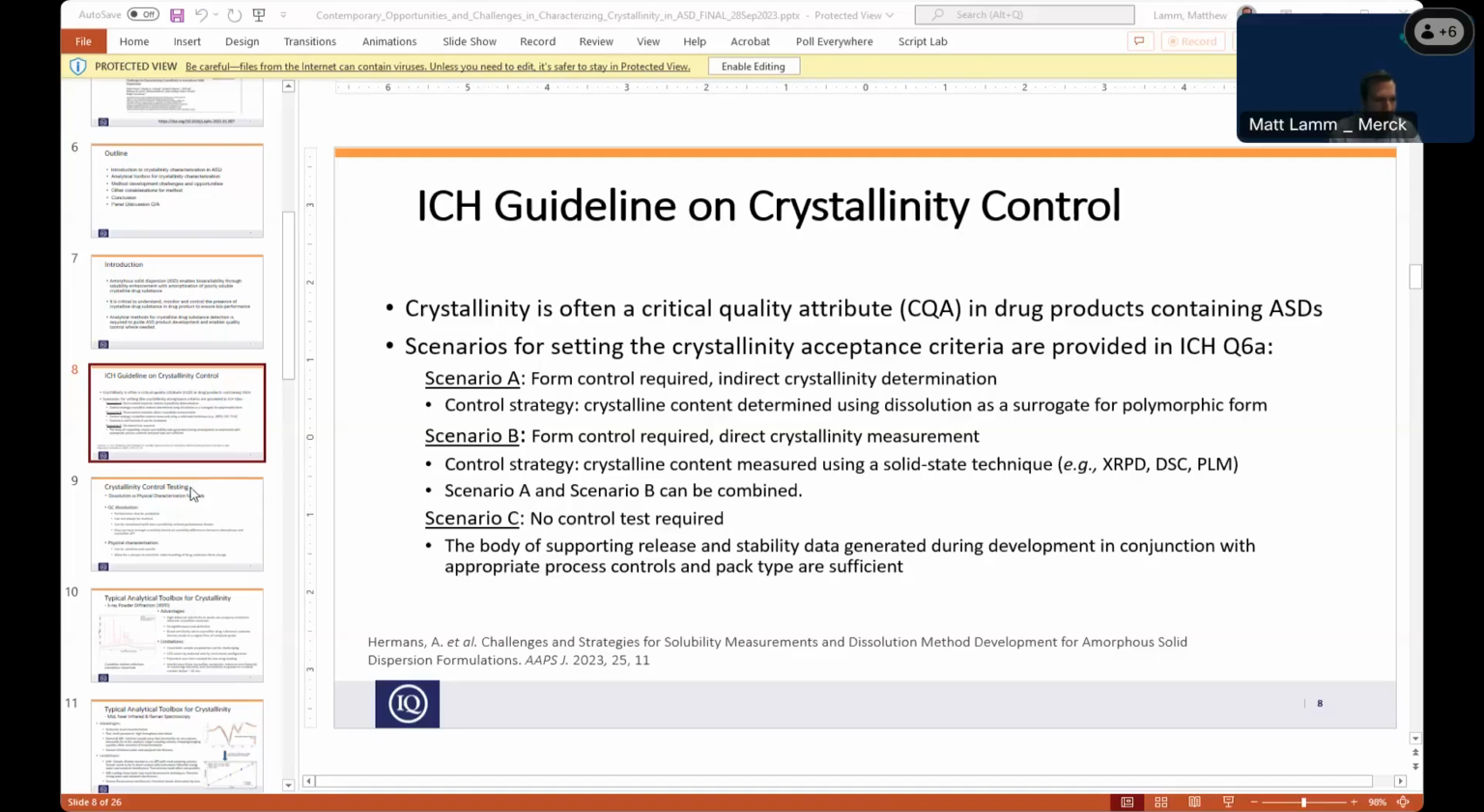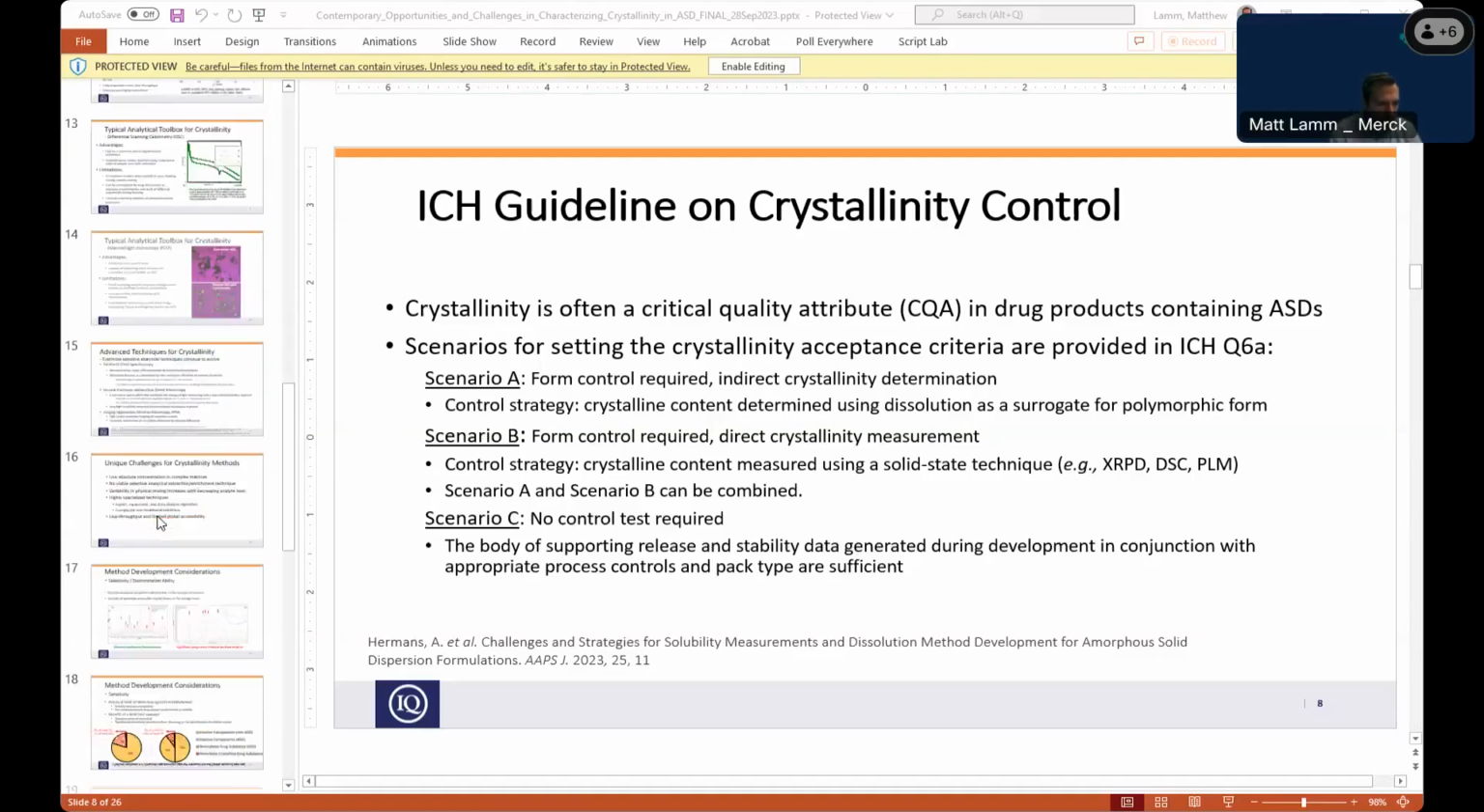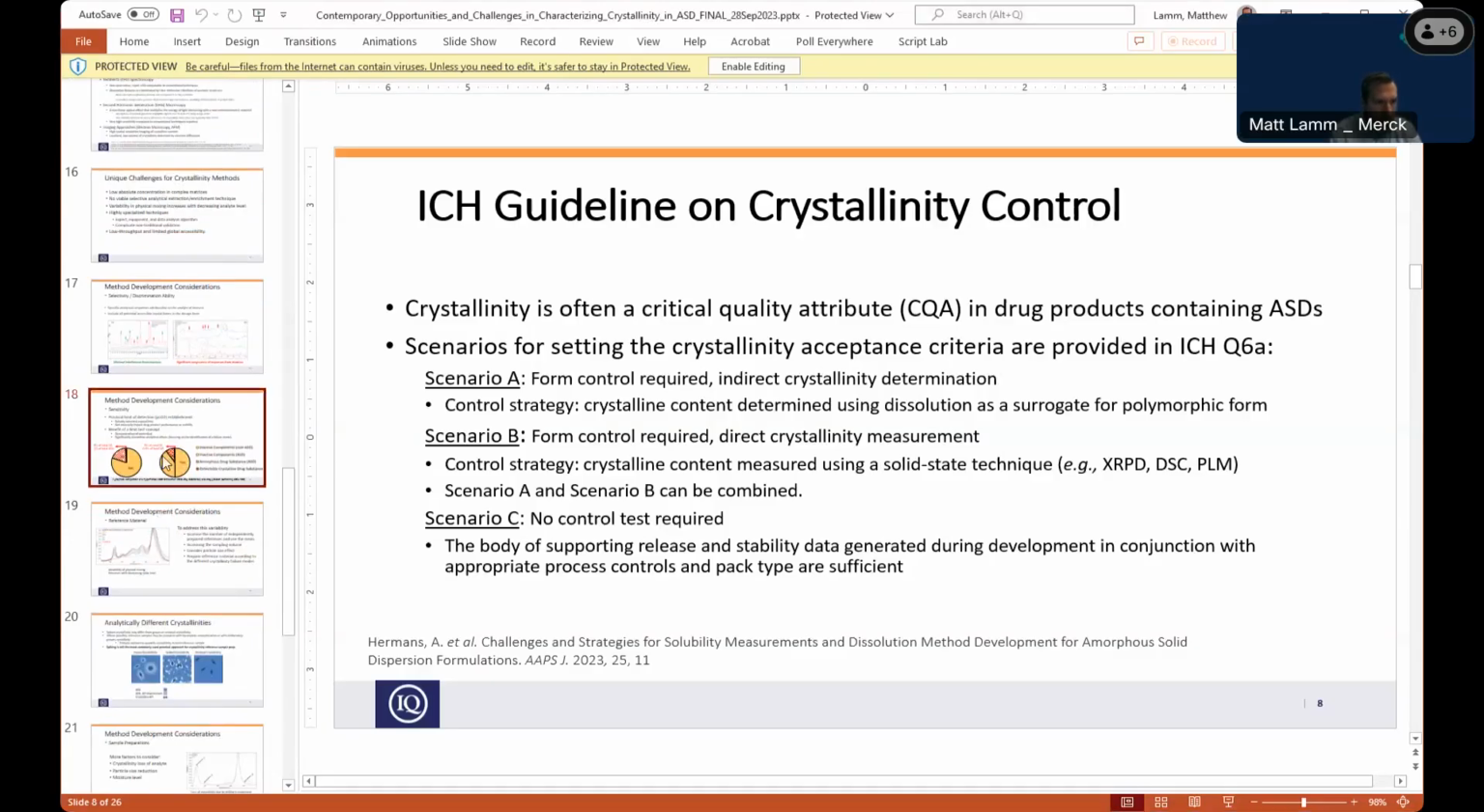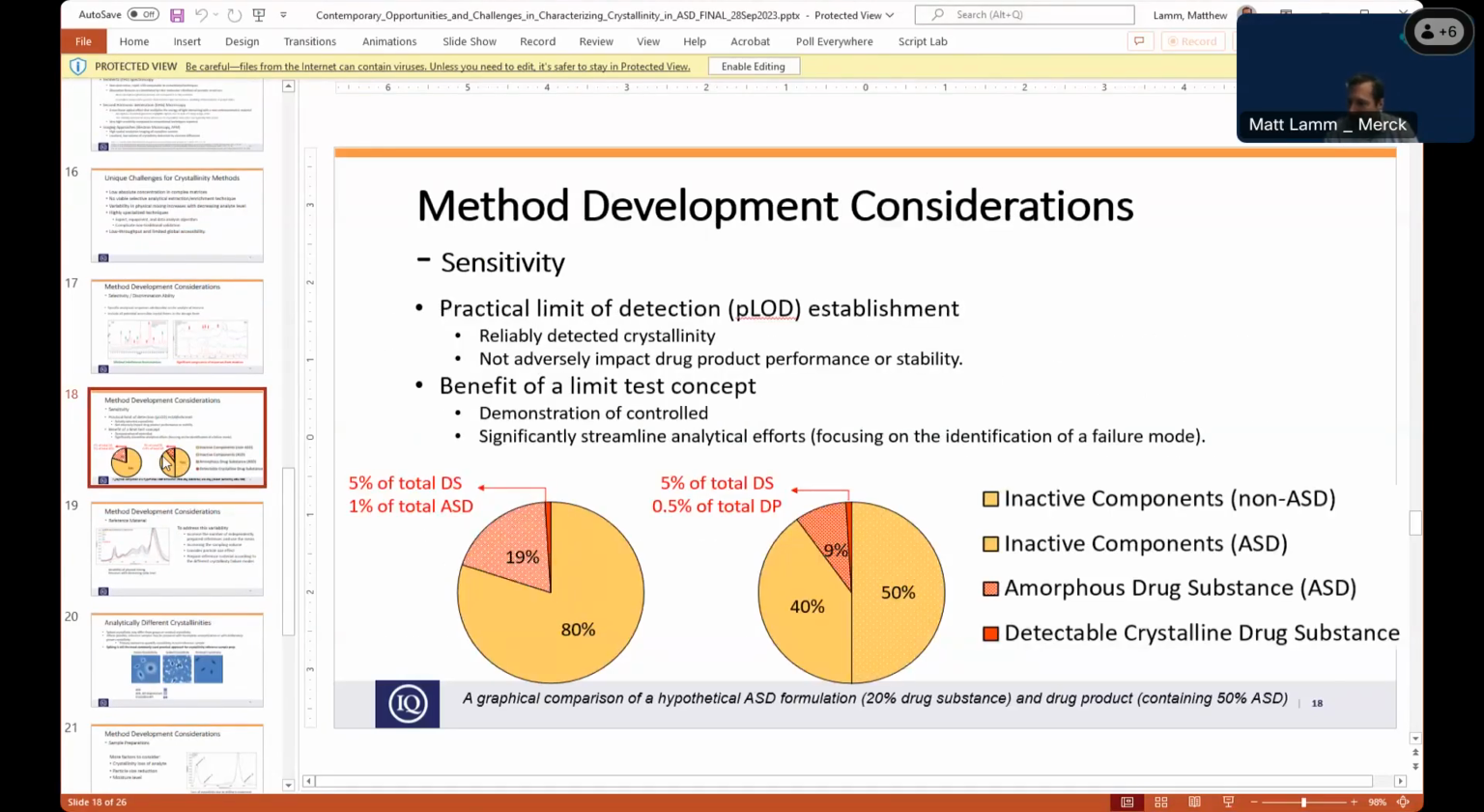Okay, thanks. We got a question about a specific slide on the sensitivity around inactive components, what is meant by ASD and non-ASD. So Lily, since you presented this one, maybe just briefly talk about what we're trying to show here as far as sensitivity and essentially dilution effects from the drug product.